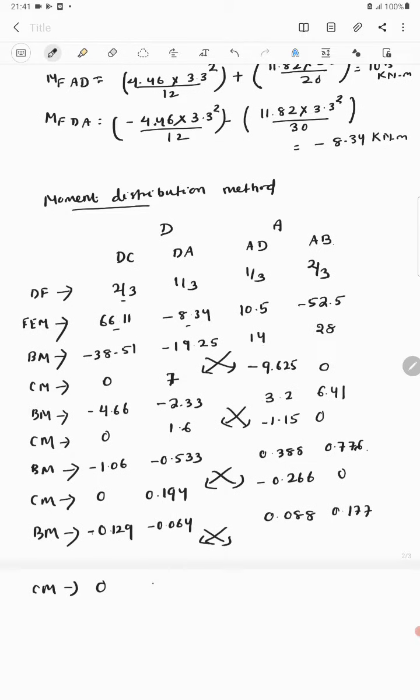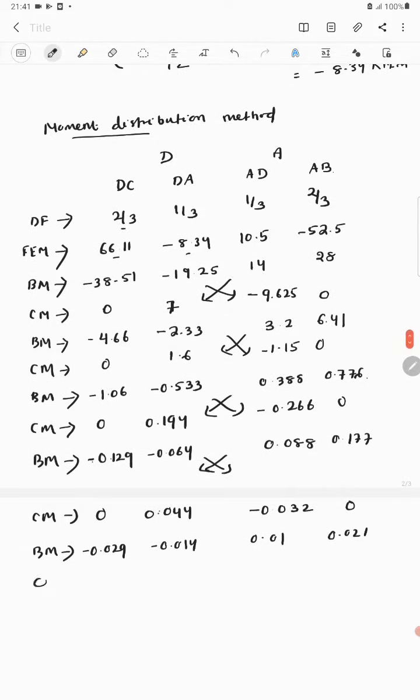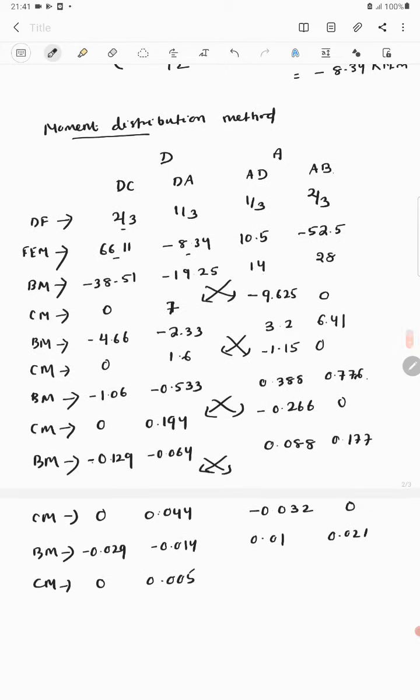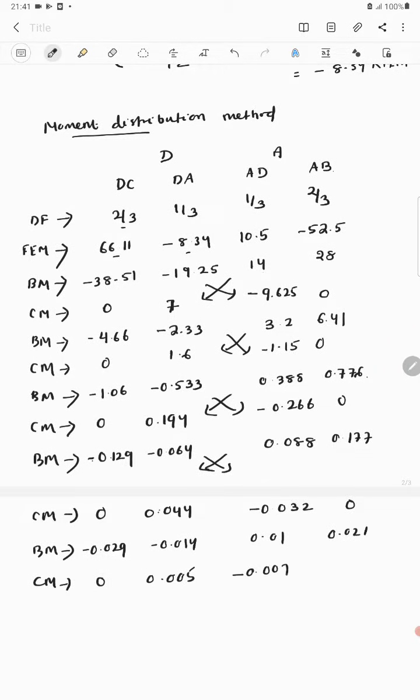This is 0 for this, 0.044. This is minus 0.032. This is 0. Next the balance moment, minus 0.029 minus 0.014. This is 0.01, 0.021. Carryover moment, this is 0.005 minus 0.007, 0. Again the balance moment, minus 0.003 minus 0.001, 0.002, and this is 0.004.